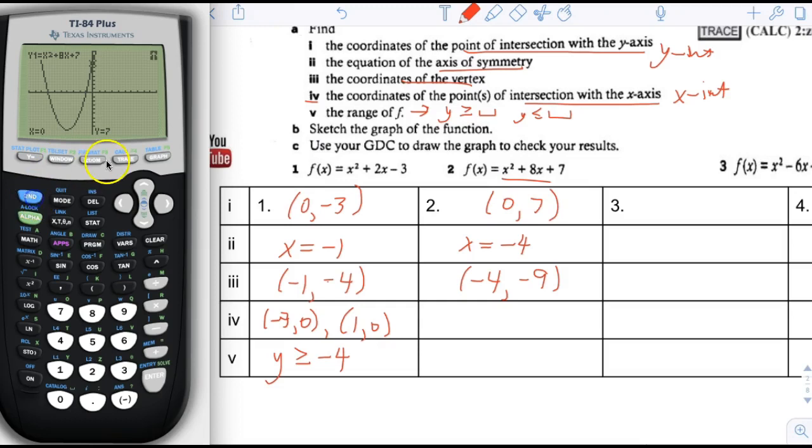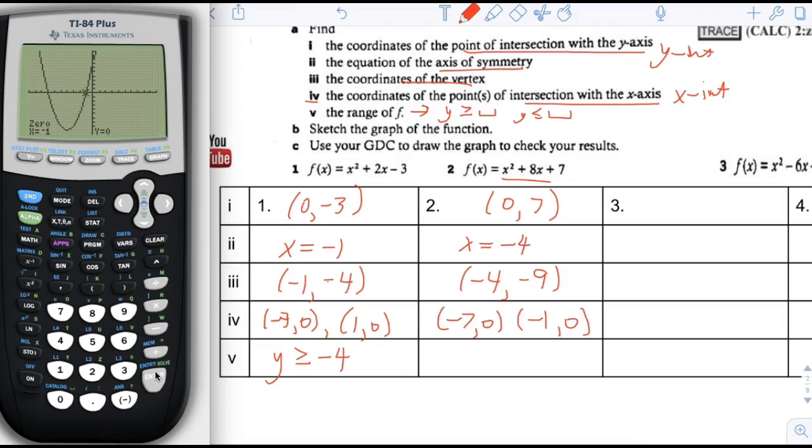Finally, let's find the x-intercept. So second calc 0. And then the left bound, let's move the cursor slightly to the left of the x-intercept. And then we move it slightly to the right of the x-intercept. And it tells us that the x-intercept is negative 7, comma 0. And then we are going to find this one here. So it would be second calc 0. The left bound would be, do it here, slightly to the right of this intercept. Guess, negative 1, comma 0.